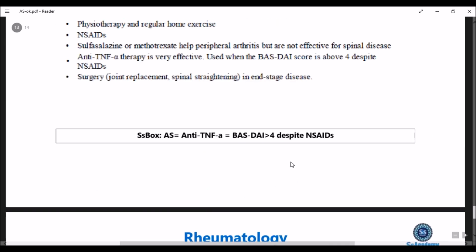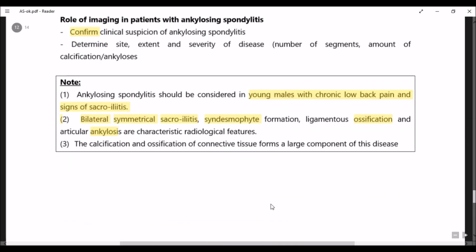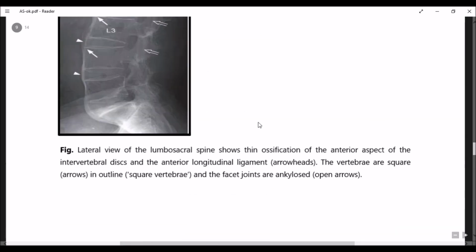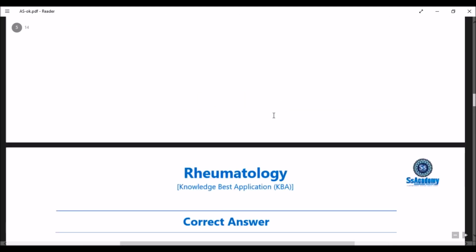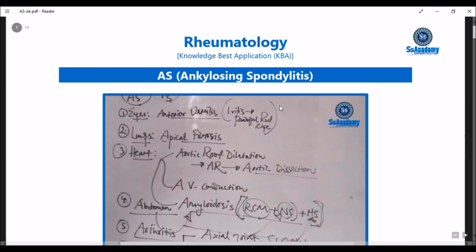So my dear, the summary: for ankylosing spondylitis treatment, there is anti-TNF therapy, BASDAI score greater than 4 despite NSAIDs. And here are the radiological features, the SS box once again: ankylosing, symmetrical sacroiliitis, syndesmophytes, ossification. And last but not least, the SS box, the rule of As, are the clinical features of ankylosing spondylitis. So mind that you have the knowledge that we already learned here. So we have applied it very, very well.